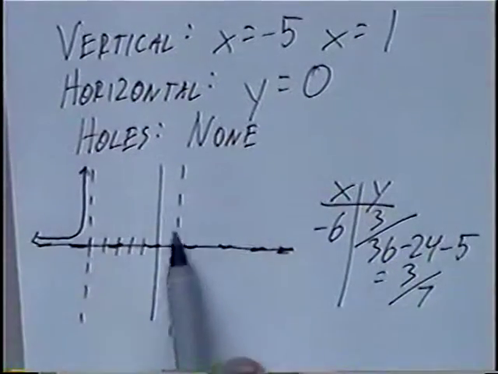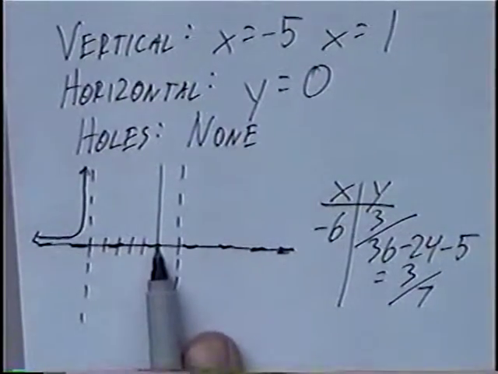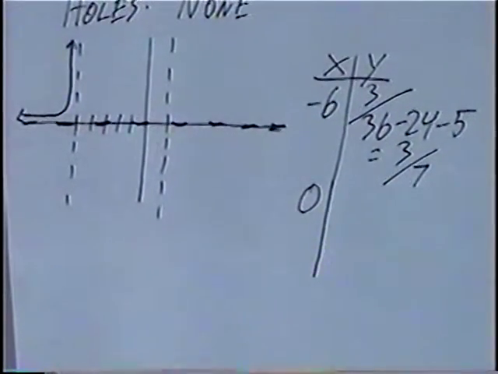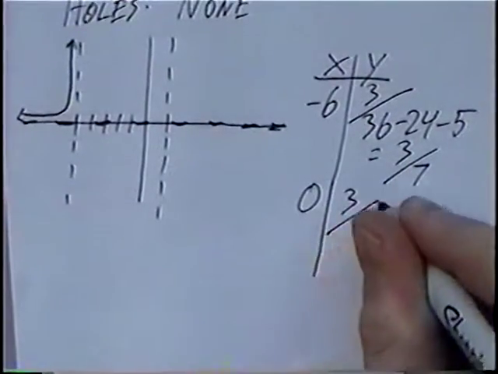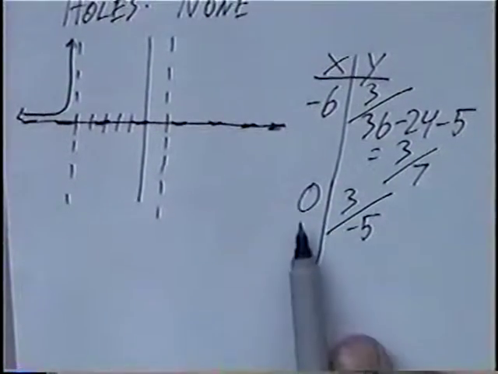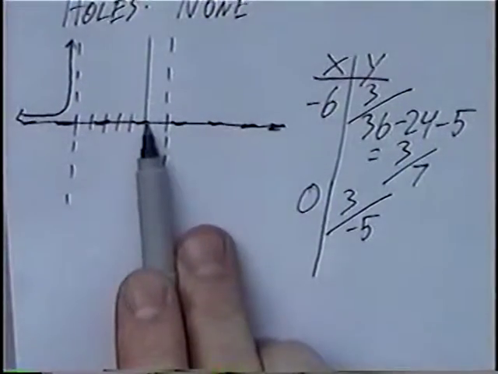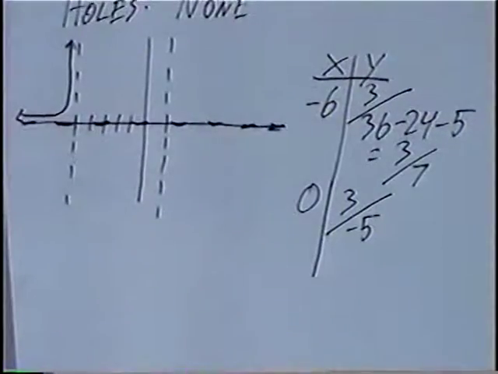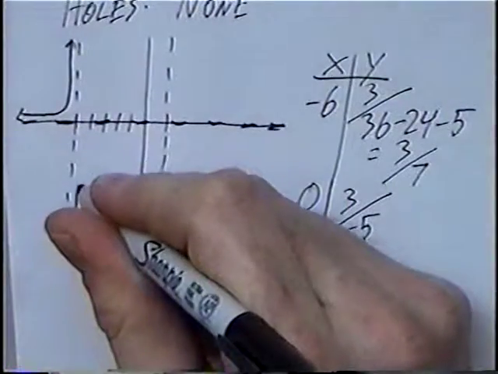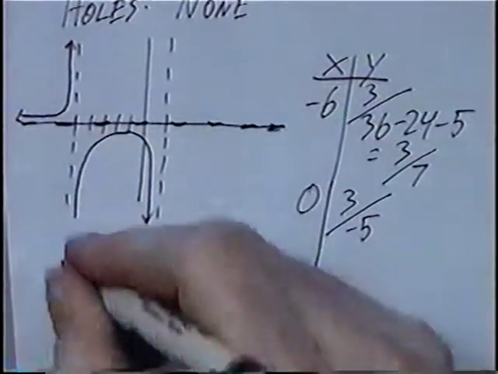For the second section, the middle section, we could pick any number between negative 5 and positive 1. Nice easy number again would be 0. Plugging a 0 into the original equation, 3 will be the same on the numerator. The x's will be 0, and we'll be left with a minus 5. So 0 and 3 over negative 5, or negative 3/5. Again, a negative number will be below the x-axis and below the horizontal axis. Since we have vertical asymptotes on both sides, the graph will curve or go parallel to each of the asymptotes and then curve back down since we have a negative number.